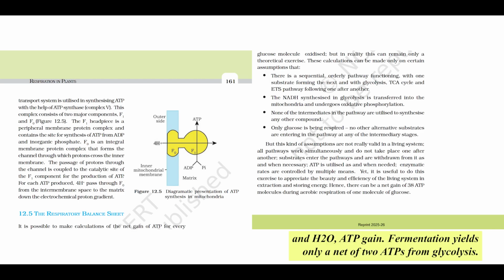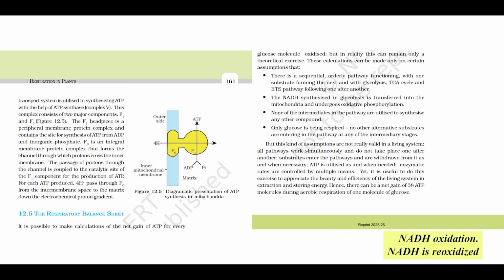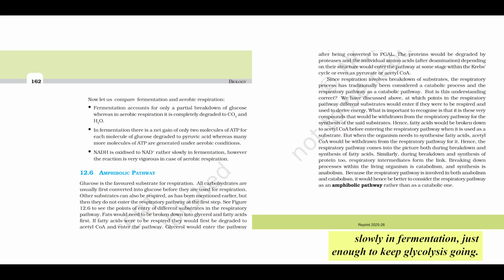ATP gain. Fermentation yields only a net of 2 ATPs from glycolysis. Aerobic respiration generates much more, theoretically up to 38 ATPs. NADH oxidation. NADH is reoxidized slowly in fermentation, just enough to keep glycolysis going. In aerobic respiration, NADH and FADH2 reoxidation via ETS is very vigorous and rapid, essential for the high ATP yield.